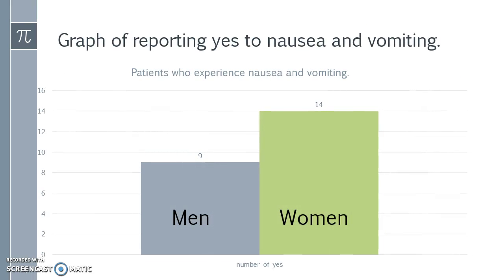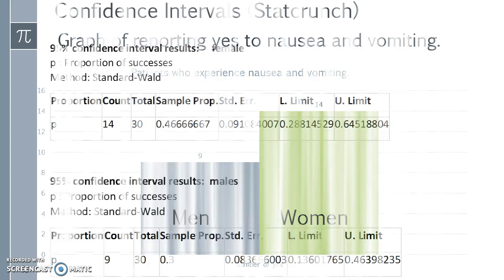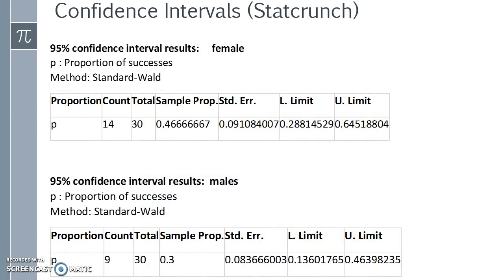The next step is a graph I will show you where women, you can see in the graph, report more vomiting than men in the samples that I had taken. It's a bar graph. I did confidence intervals with StatCrunch, and I used the 95% confidence interval. You can see the proportions with the female, the lower and upper limits. The lower limit was 0.28 or 0.29. The upper limit was 0.64. And with the men, the lower was 0.13 and the upper was 0.46, or 0.14 if you round it off for the lower.